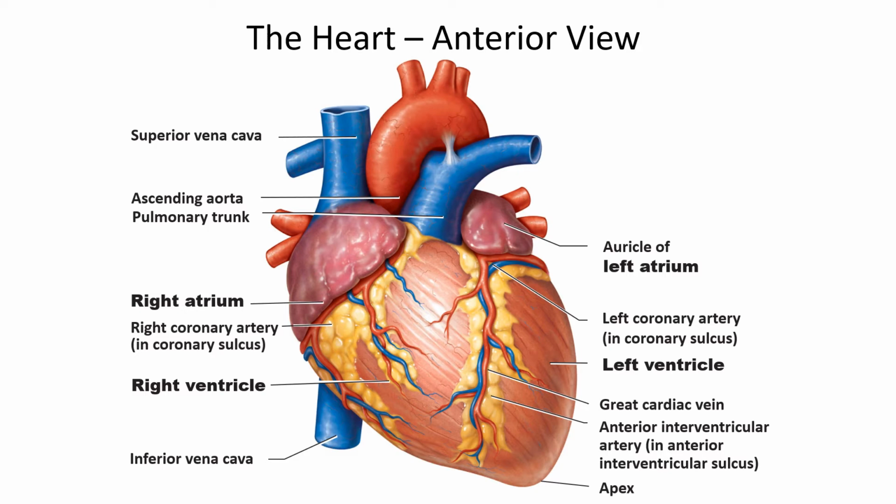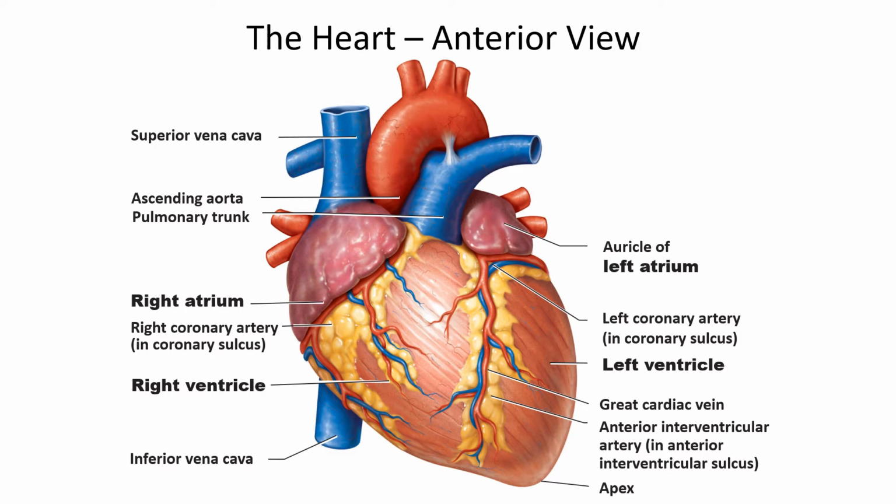So a structure that's on the right side of this diagram is actually on the left-hand side of the heart because we're looking at this from the front. This is an anterior view. So keep that in mind. The heart has 4 chambers. It's got 2 thin-walled atria that receive blood, and then it's got 2 thicker-walled ventricles that pump blood away from the heart. Arteries are going to be carrying blood away from the heart.